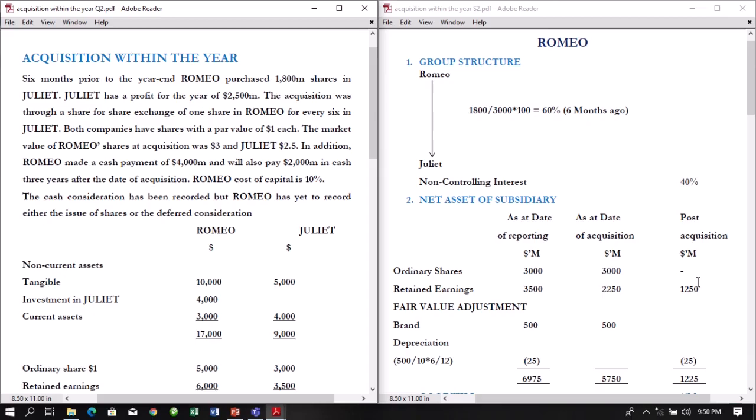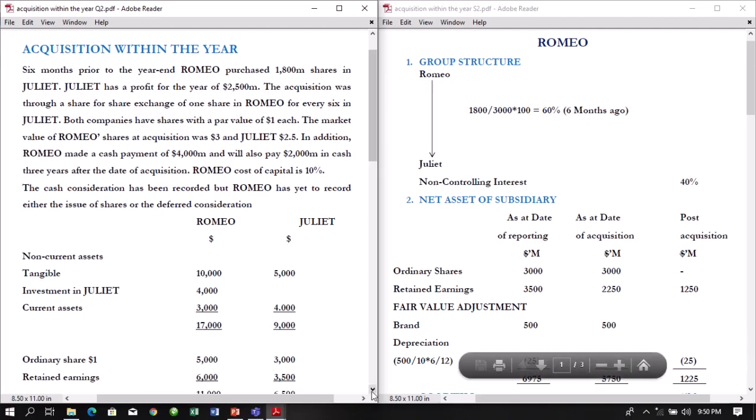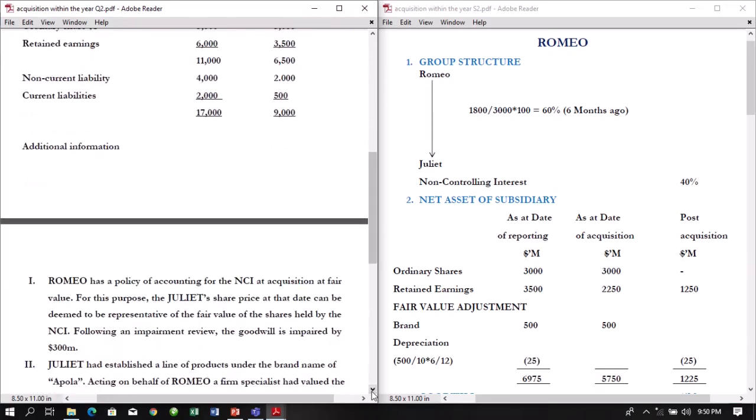Now 1,250 is my post-acquisition profit. Don't forget the difference between the date of reporting and post-acquisition is what will give me my date of acquisition. You can see, simple and straight, I can get that. Now don't forget, during the period when we were analyzing this question, we looked at additional information 2, which talks about fair value adjustment. So let us go there and do our proper adjustment.